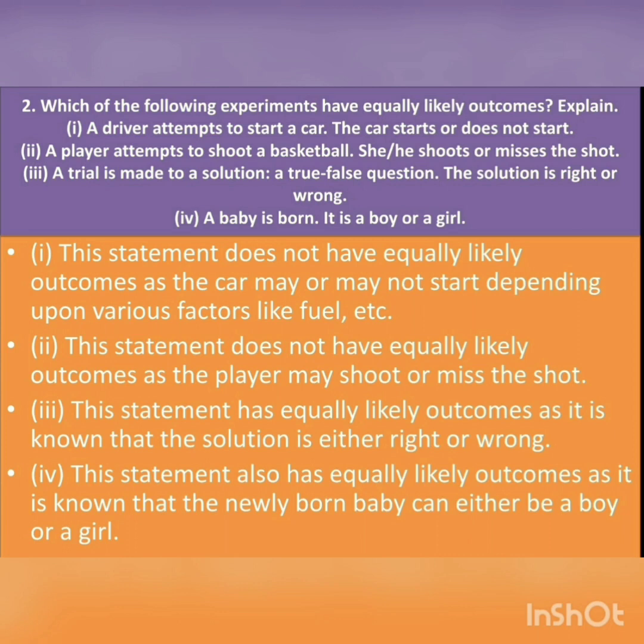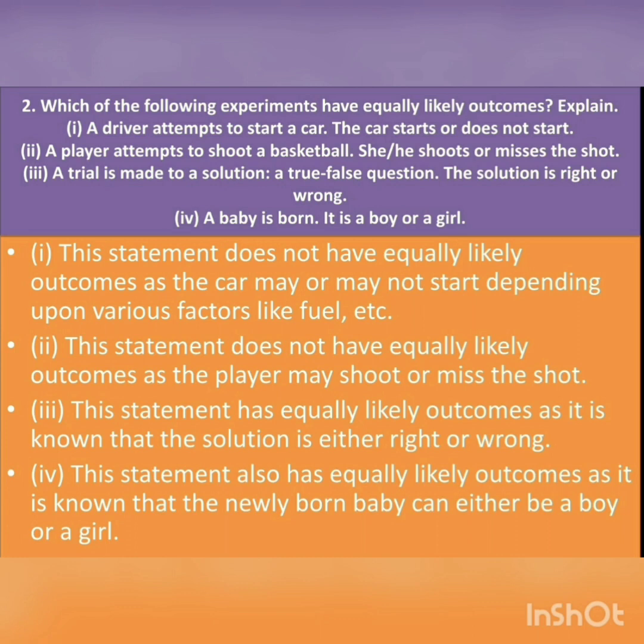Question number 2 is, out of these, which have equally likely outcomes? For this, first is a driver attempts to start a car. So the car starts or does not start. It does not have equally likely outcomes. Second is a player attempts a shot at basketball. She or he shoots or misses the shot. So this also does not have equally likely outcomes.